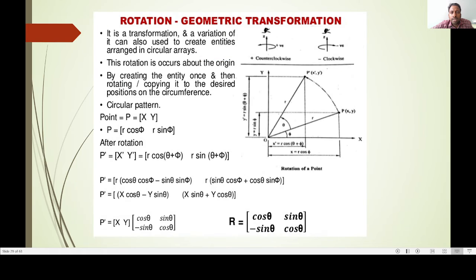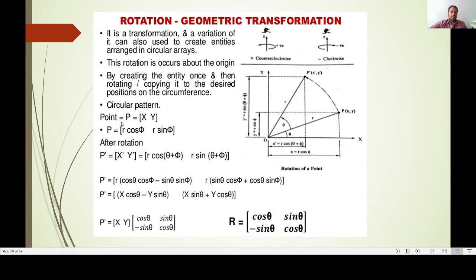Next geometrical transformation is rotation. The object can be rotated in a counterclockwise direction or clockwise direction about the origin. About the origin, the geometrical entity is rotated in the clockwise or counterclockwise direction, by creating the entity once, then rotating or copying it about its circumference.